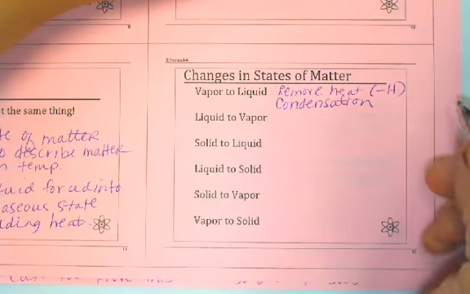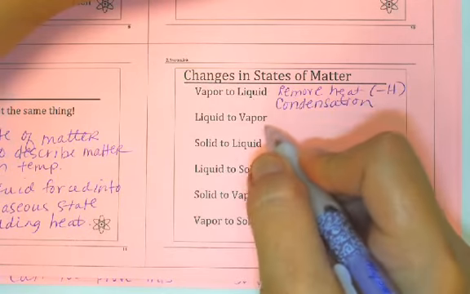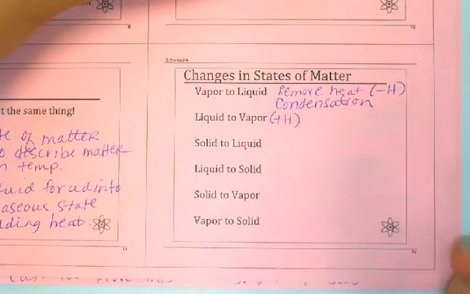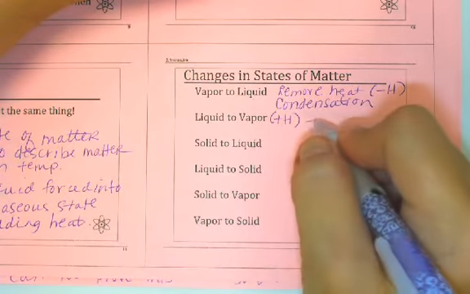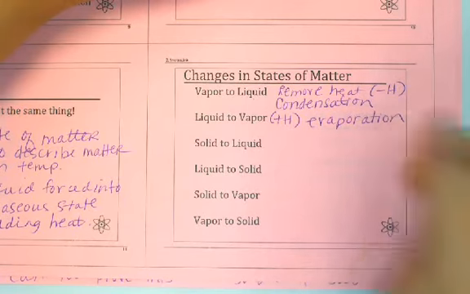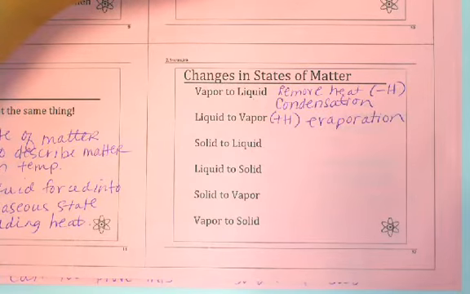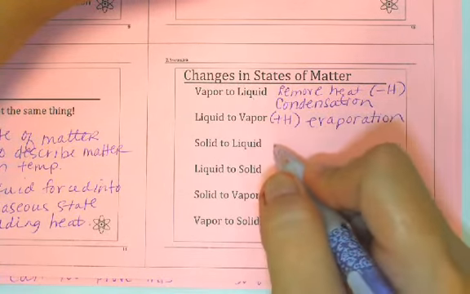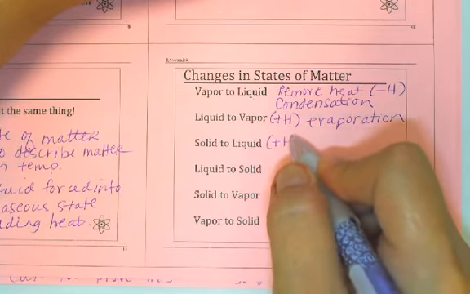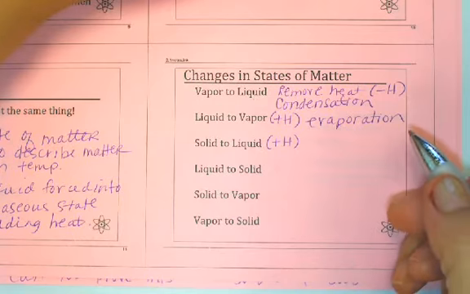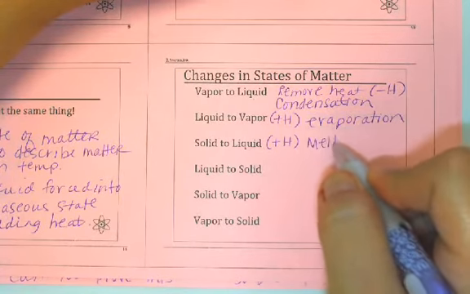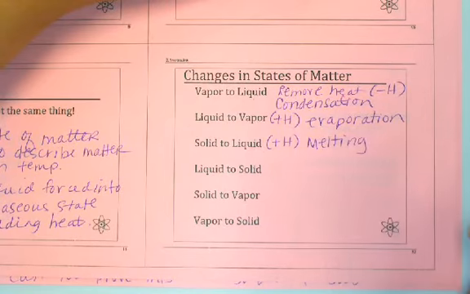A liquid to a vapor is the opposite. That's like boiling something. You have to add heat to do that. That is called evaporation. A solid to a liquid, adding heat. That is called melting. And you are familiar with that one.